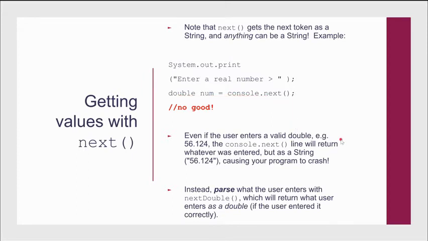Even if the user enters a valid double, for instance 56.124, the console.nextLine will return whatever was entered, but as a string, "56.124" in quotation marks, causing this program to crash. And actually the program will never run because this is a compile time error and your program just won't compile. Instead, we want to parse what the user enters using nextDouble, which will return what the user entered as a double. So we would have to fix this line of code by replacing the call to next with a call to nextDouble.